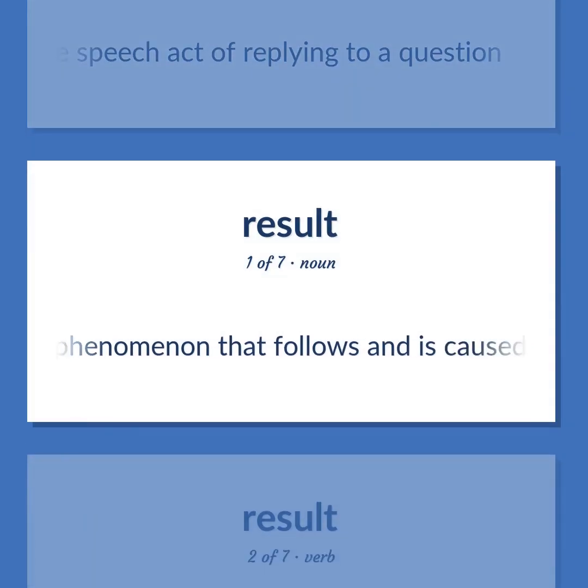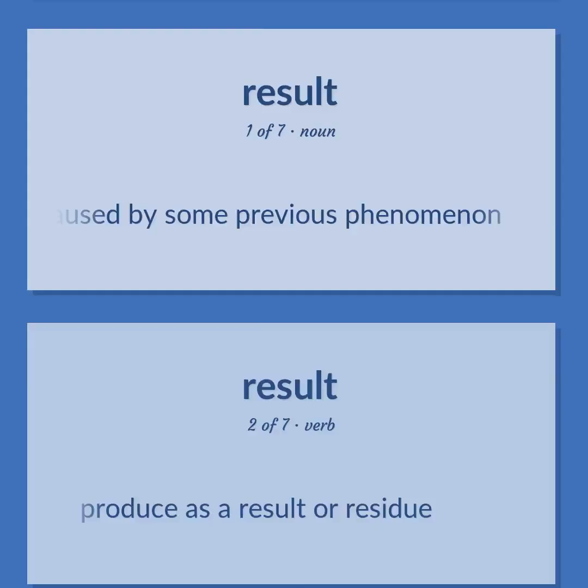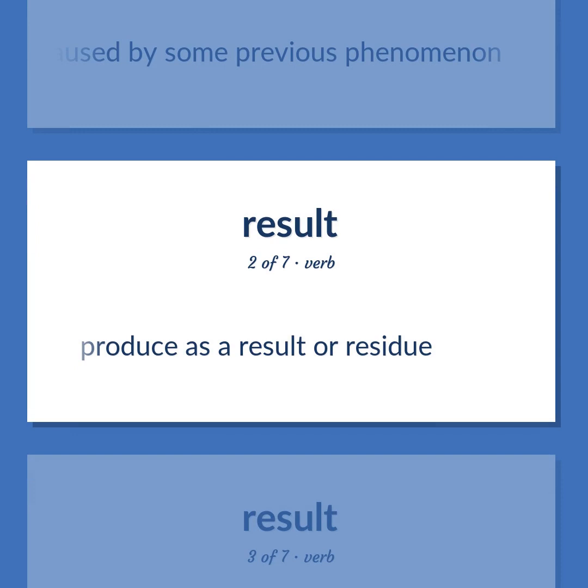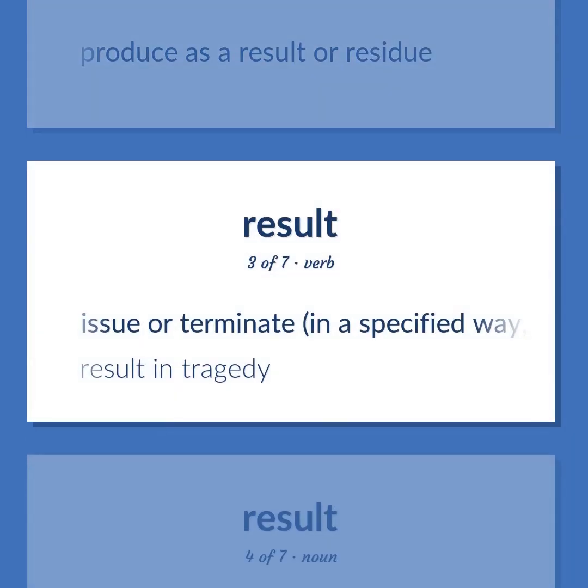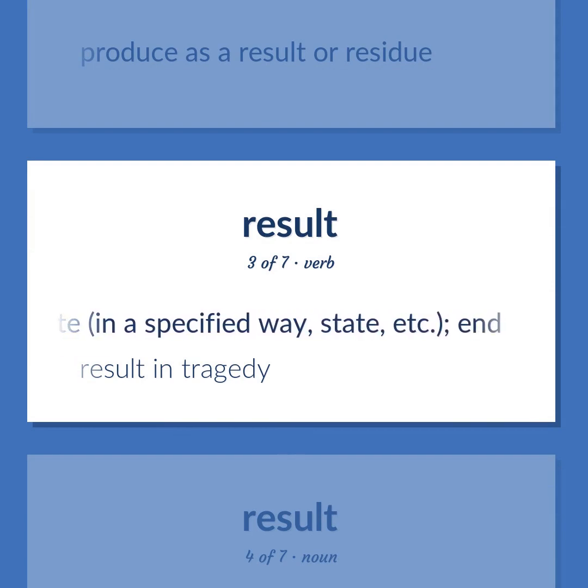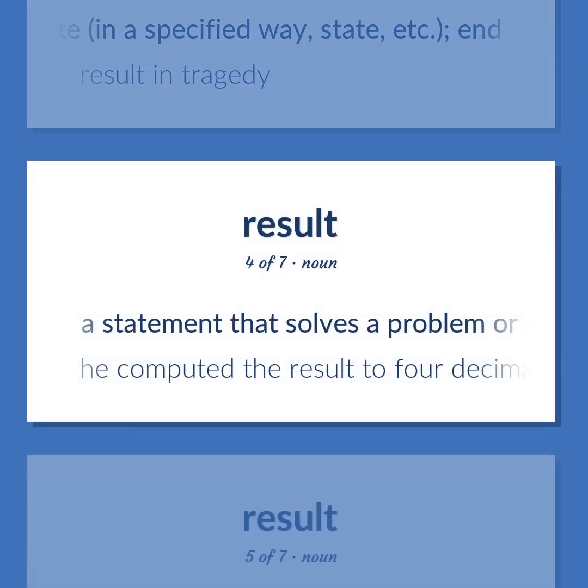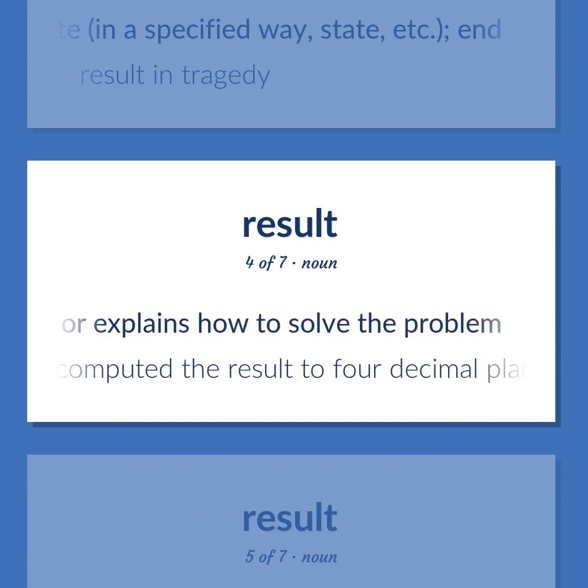A phenomenon that follows and is caused by some previous phenomenon. Produce as a result or residue. Issue or terminate, in a specified way, state, etc., end. Result in tragedy. A statement that solves a problem or explains how to solve the problem. He computed the result to 4 decimal places.